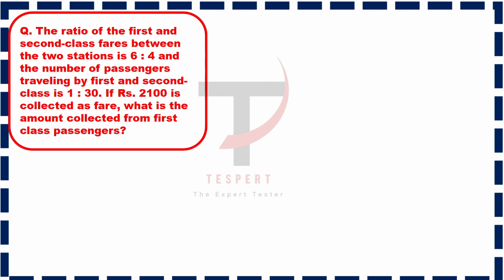The ratio of first and second class fares between the two stations is 6:4, and the number of passengers traveling by first and second class is 1:30. If rupees 2100 is collected as fare, what is the amount collected from the first class passengers? So here the ratio of fares is 6 and 4. This is for first class and this is for second class passengers. 6 into 1, and 4 into 30.